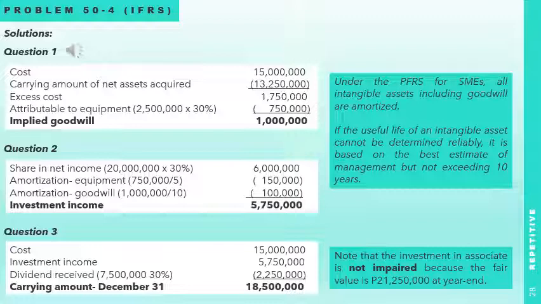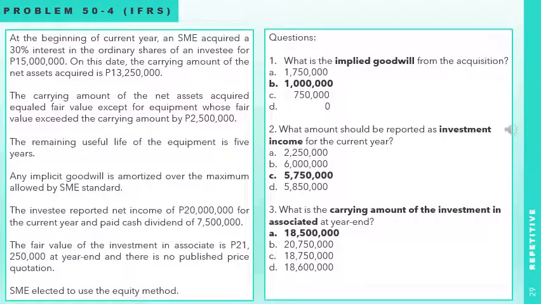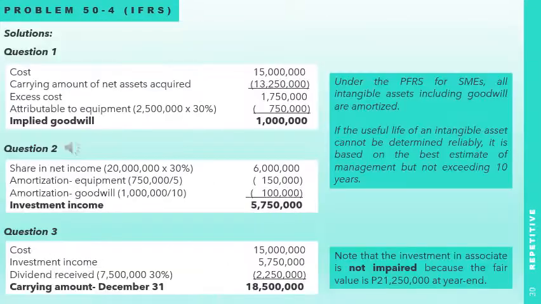So, next reporter po ay si Miss Linga. For the second question in problem 50-4, we are going to find the amount that should be reported as investment income for the current year. Let's proceed to the solution po. To get the investment income, we will deduct the amortization of equipment and goodwill in the amount of share in the net income. So we have here 6 million derived from the 30% of 20 million.